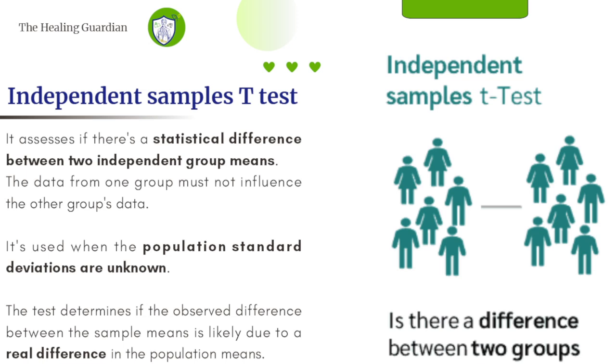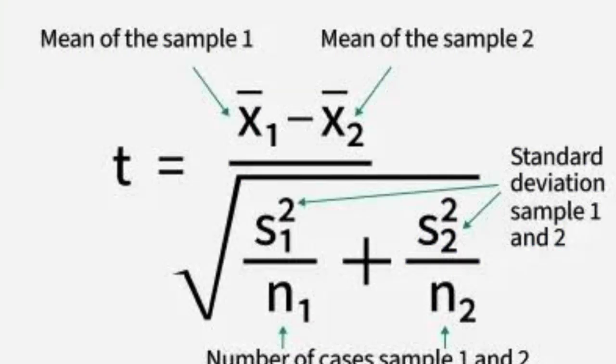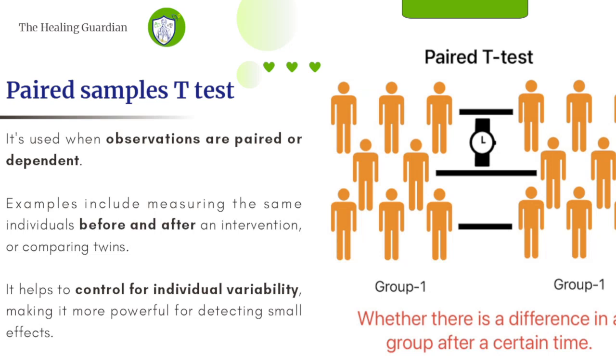It is used when the population standard deviations are unknown. Of course, for t-tests, population standard deviation is unknown. The test determines if the observed difference between the sample means is likely due to a real difference in the population means. That is for independent samples. You need the means of the two samples, standard deviations of the two samples, and the number of cases for each sample from those two groups.